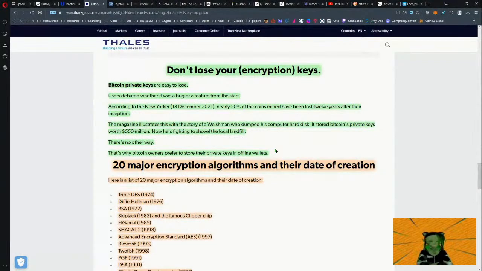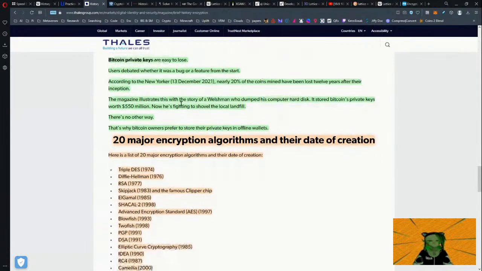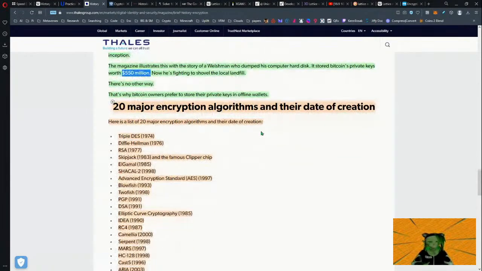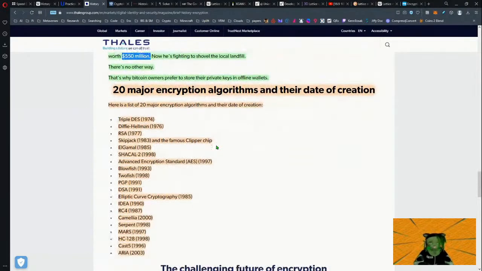Because according to the New Yorker, on December 13th, 2021, nearly 20% of all the coins mined have been lost 12 years after their inception. That's true. That means their keys got lost. And the magazine also illustrated with a story, which was originally released a few years ago, about a man who dumped their hard drive into the trash, which then later found out it was the one that stored Bitcoin keys. And in 2017, it was worth $550 million. And he started going to that landfill and looking for his computer. From my understanding, he's still looking for that computer. And now that worth is way more than $55 million. That worth of that computer is probably in the billions now, because that was at $19,000 for Bitcoin. So you can actually now figure out how many Bitcoins he has.